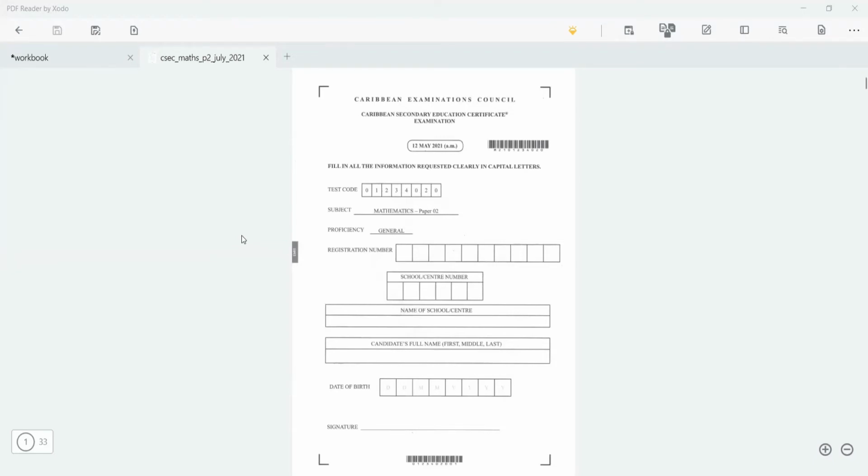Today we're going to be going through the CSEC Mathematics June 2021 paper. I know it says May, but we know deep down.